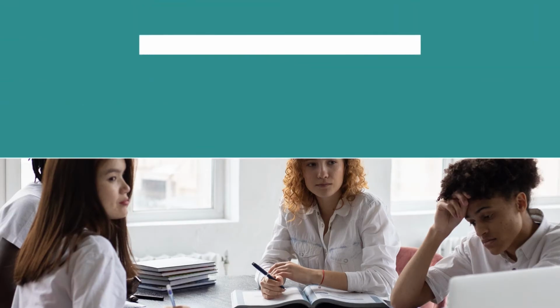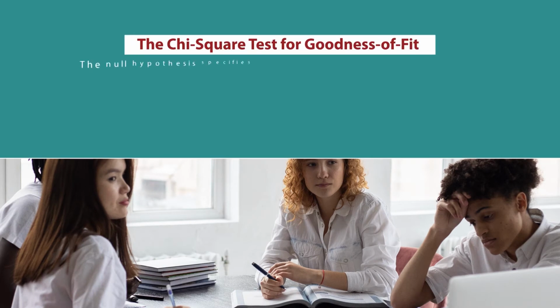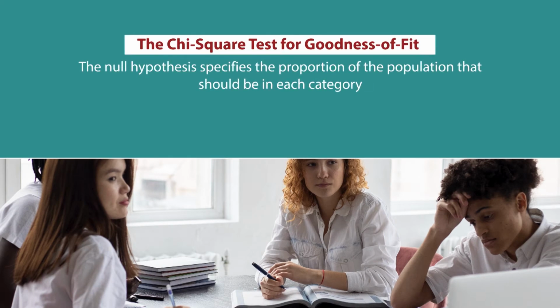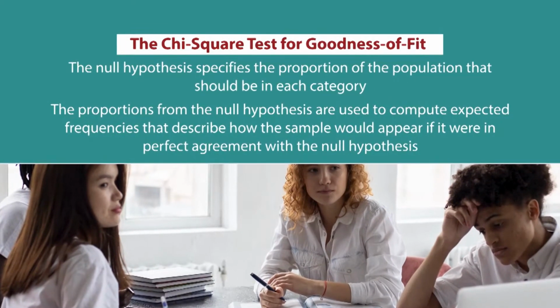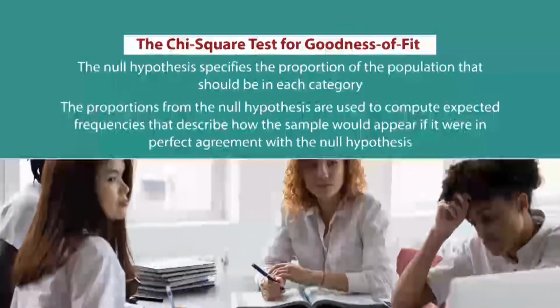For the chi-square test for goodness of fit, the null hypothesis specifies the proportion of the population that should be in each category. The proportions from the null hypothesis are used to compute expected frequencies that describe how the sample would appear if it were in perfect agreement with the null hypothesis.